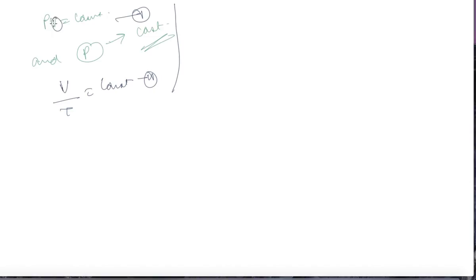Now if we modify it, since PV is constant, if pressure is taken to be a constant term, then V upon T is also a constant. So this is equation 1 and this is equation 2. Now from equations 1 and 2, PV equals a constant, V by T is also equal to a constant. So in place of V, therefore PV by T should also be constant.